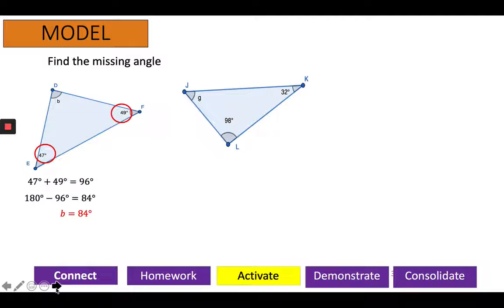Here, we would add up 98 plus 32 degrees equals 130. 180 minus 130 equals 50. So G equals 50 degrees.